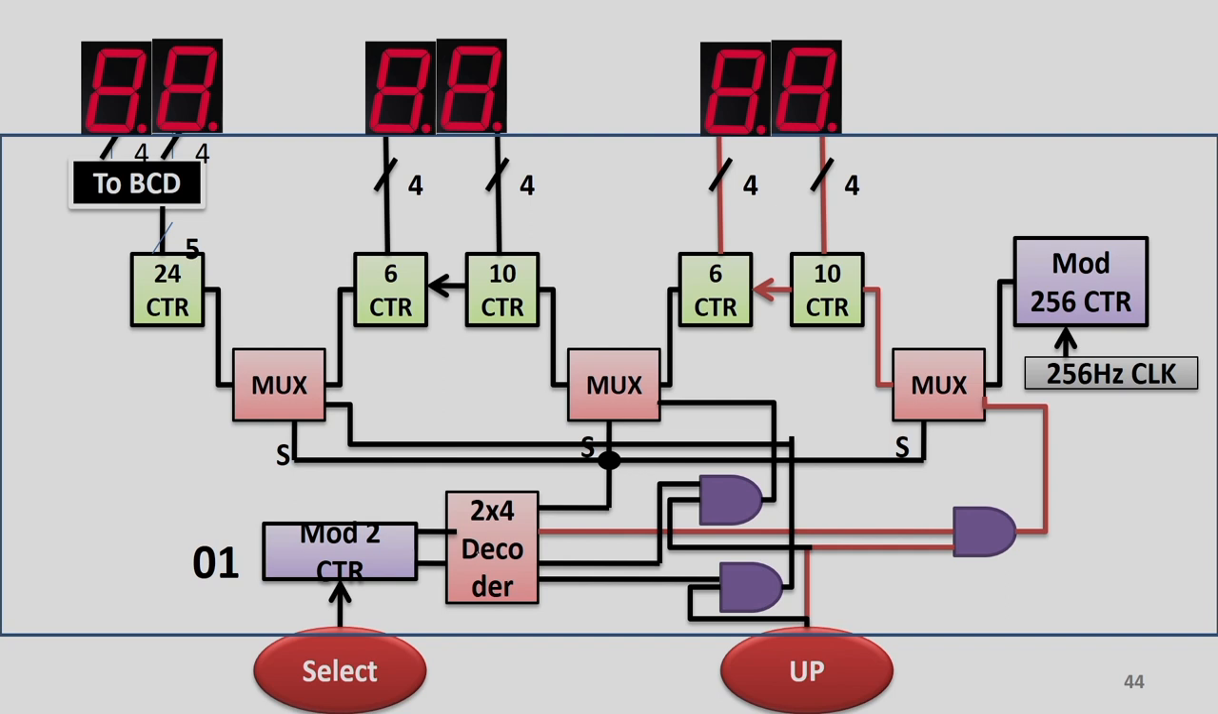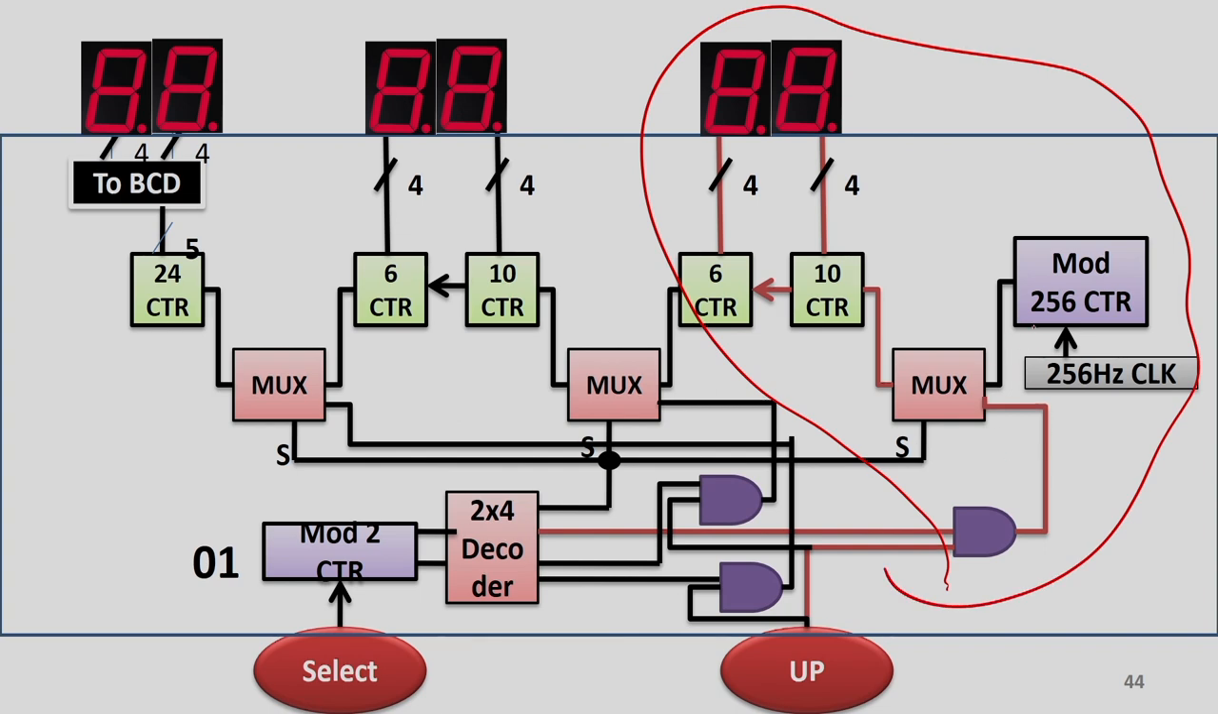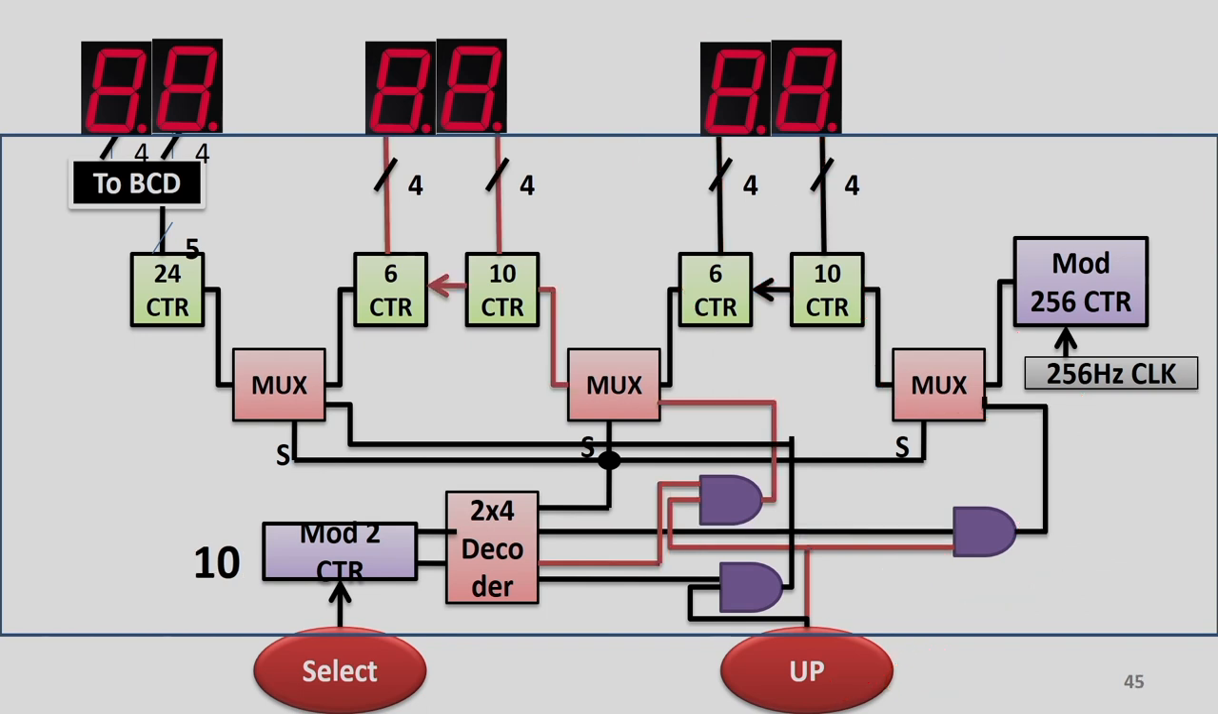If we do this, then only this part will be activated, not this part. If you press the button, this value will go through, and from this up button you can press, press, press repeatedly and increment the second counter, so you can set the value of the second. If the mode counter is 1, 0, then only this part is activated, which means you are able to set the value of minute as you want by pressing this up button continuously.